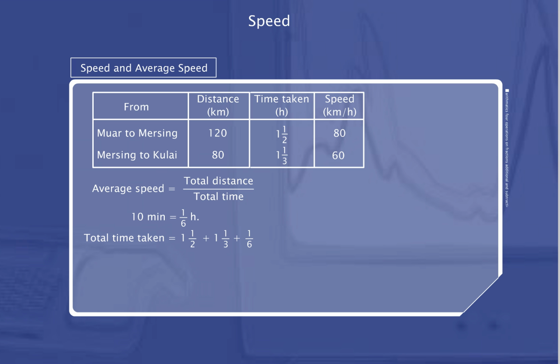Total time taken equals 1.5 plus 1 1/3 plus 1/6, equals 1 3/6 plus 1 2/6 plus 1/6, equals 2 6/6, equals 3 hours. The total time taken includes the rest time, which is 3 hours. The total distance is 200 kilometers. Thus, Jack's average speed is 66 2/3 kilometers per hour.